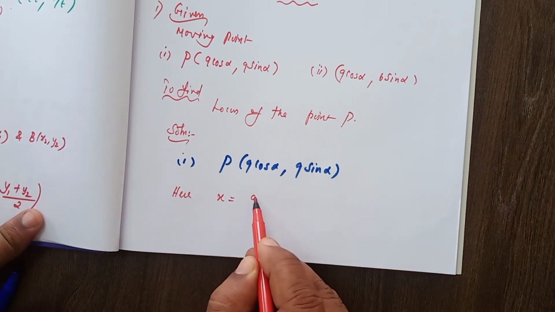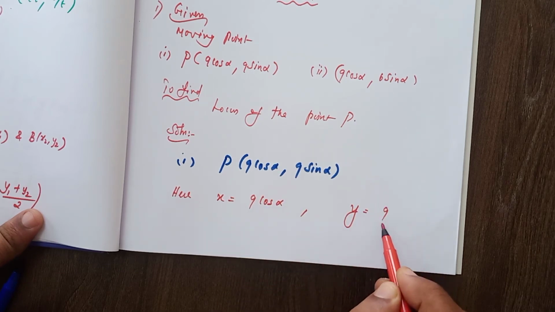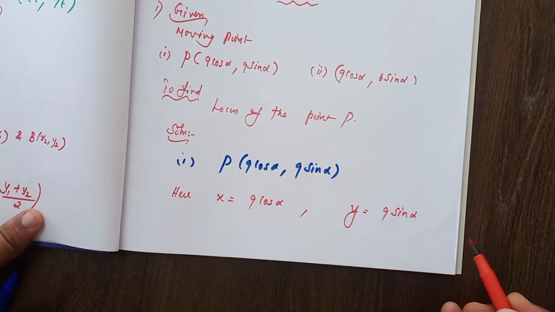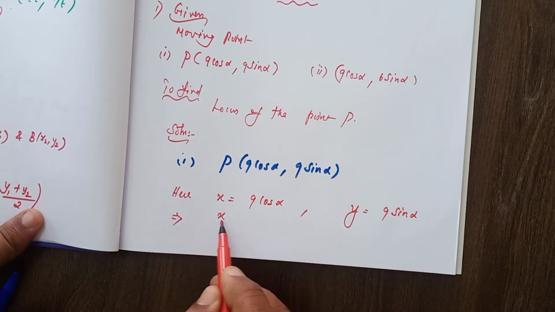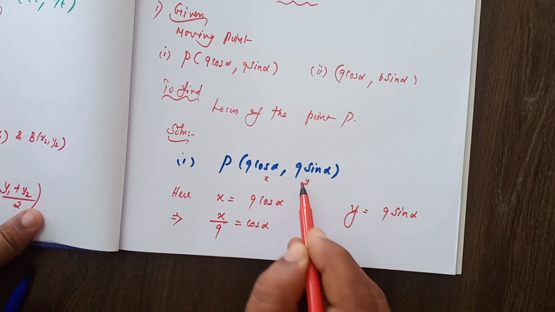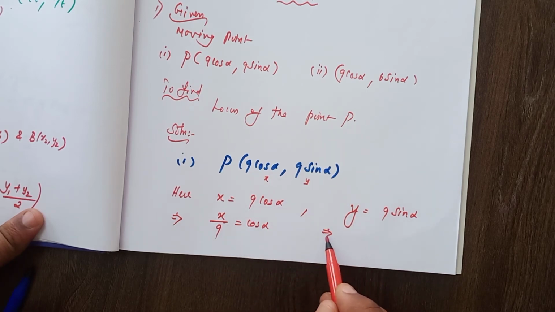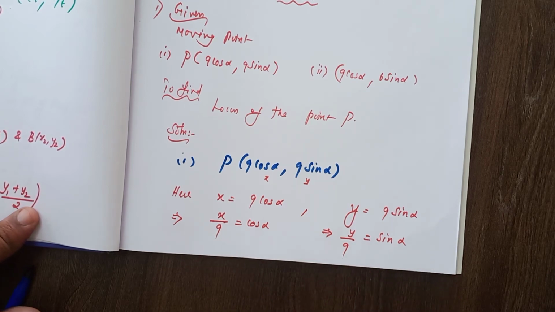Here x is equal to 9 cos alpha, y is equal to 9 sin alpha, which implies x by 9 is equal to cos alpha, and y by 9 is equal to sin alpha. 9 comes to the denominator. So cos alpha is equal to x by 9 and sin alpha is equal to y by 9.